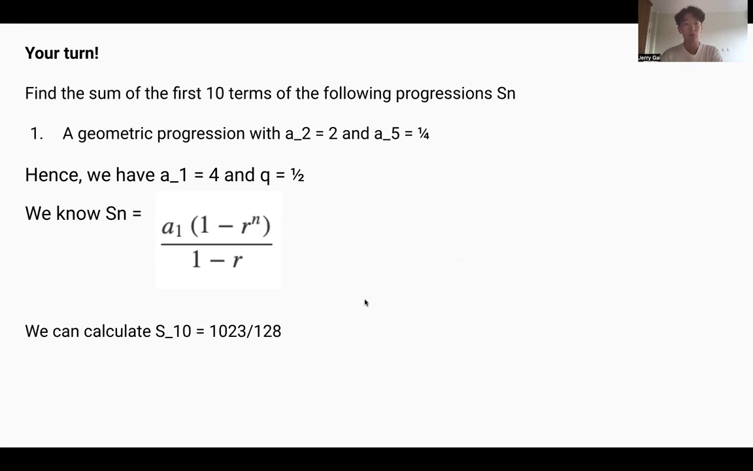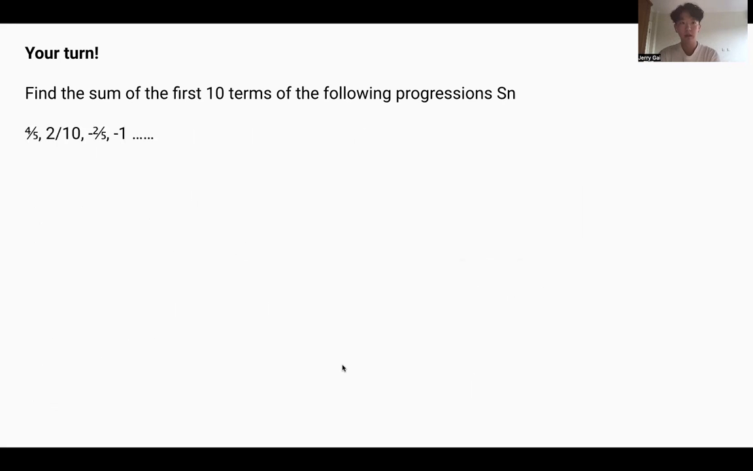And you get the answer of 1023 over 128. The next question, we have a sequence of numbers. So the first thing we need to do is to determine if it's arithmetic or geometric.